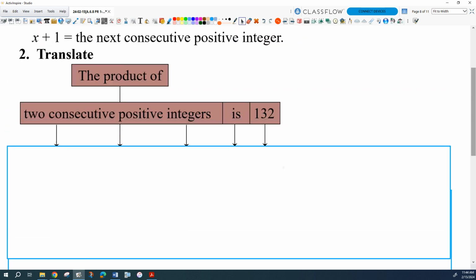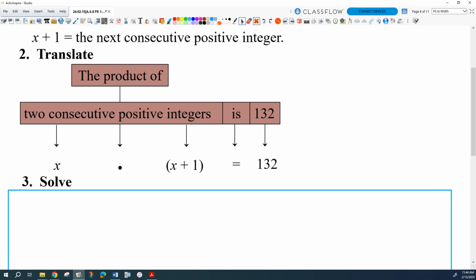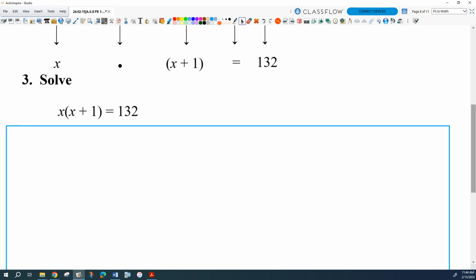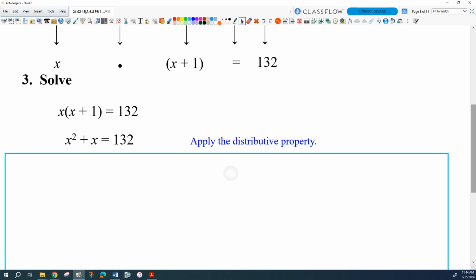So again, there's how we would build this up. The product of 2 consecutive integers is x times x plus 1 equals 132. And now we can flip into algebra mode. Forget the words and just solve. What do I do to solve that? We're getting to be pros at this. Distribute. Now what? Make it equal to 0.